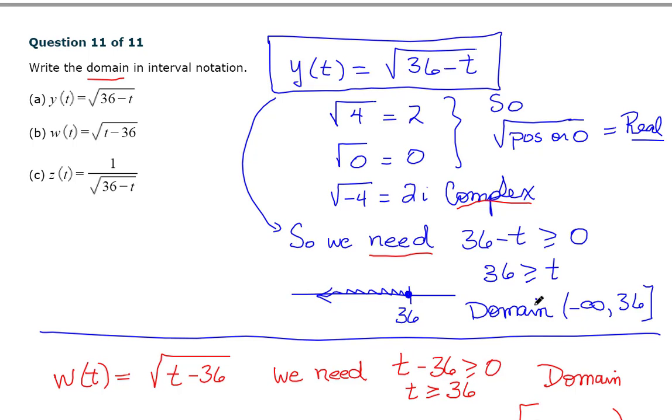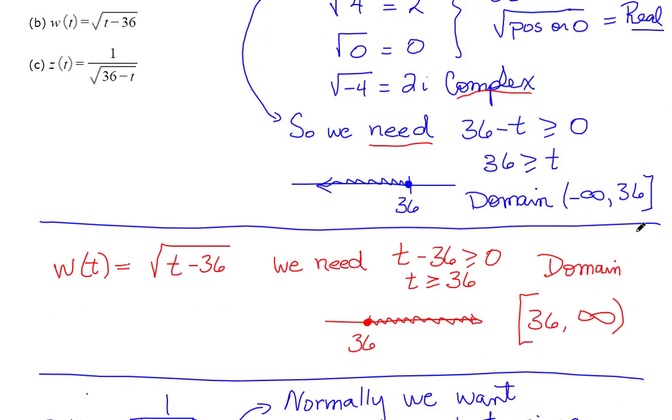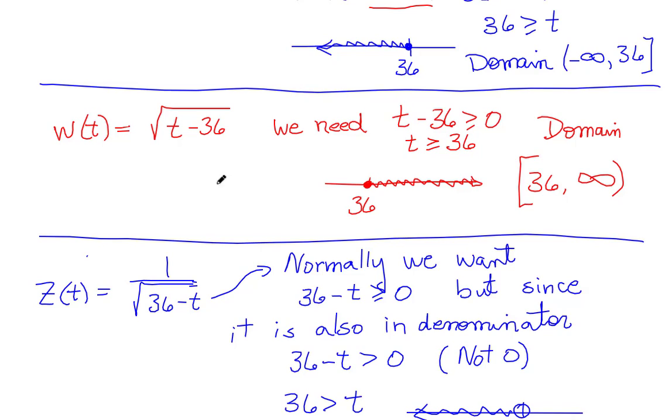Okay, well, what about the second one here? How is it different? It looks like it's just turned around a little bit. But I still need the stuff under the radical to be greater than or equal to 0. So pick all the numbers greater than or equal to 36. See, closed dot, everything to the right forever. So we have a bracket 36 to infinity.